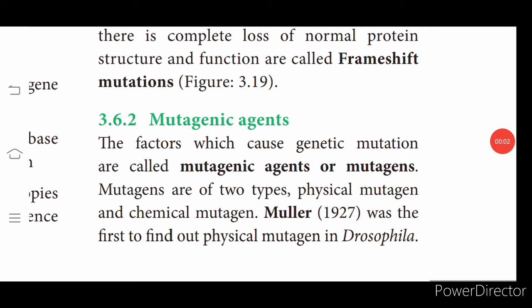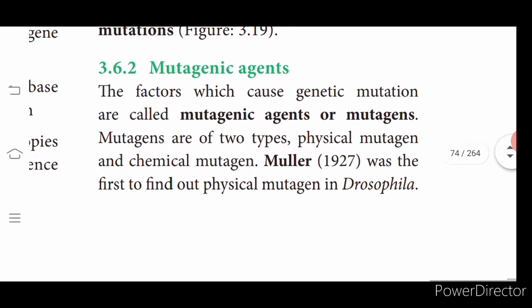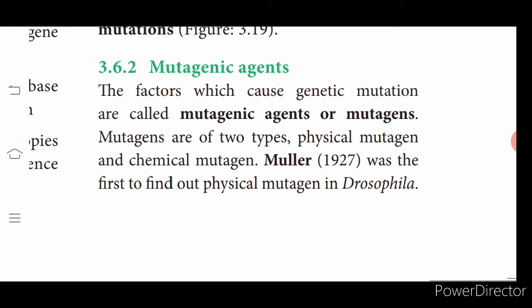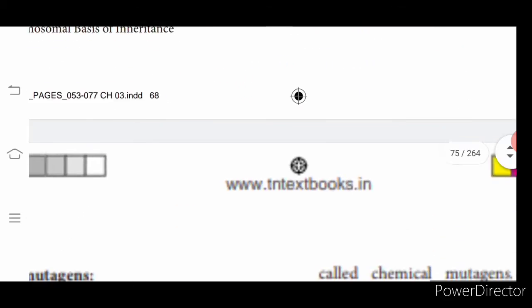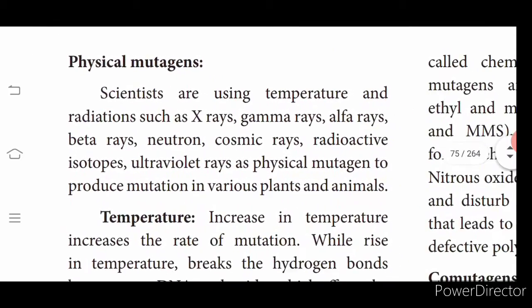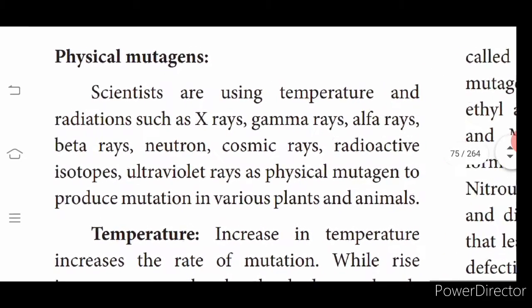We shall continue with mutagenic agents. Agents which cause mutation are called mutagenic agents. The factors which cause genetic mutation are called mutagenic agents or mutagens. Mutagens are of two types: one is physical, the other is chemical. Muller was the first to find a physical mutagen, making mutation in Drosophila.